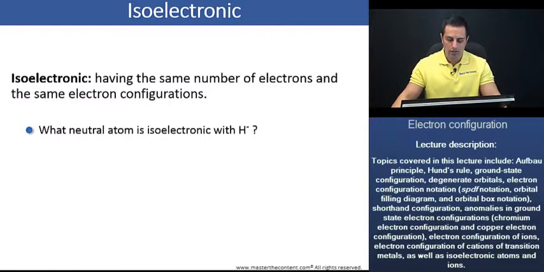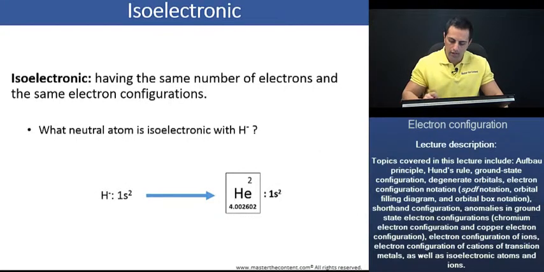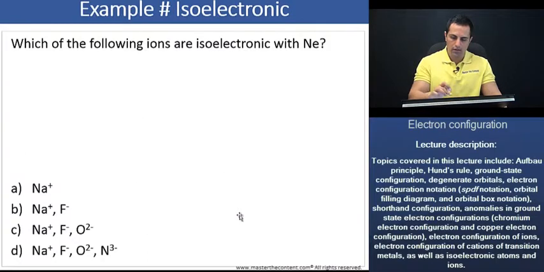Let's do an example here. What neutral atom is isoelectronic with a hydride ion? Now, if we take a look here, we see that the hydride ion has 2 electrons, so does the neutral helium atom. Thus, we can then say that the hydride ion is isoelectronic with helium. Okay, great. Let's proceed to our next slide.